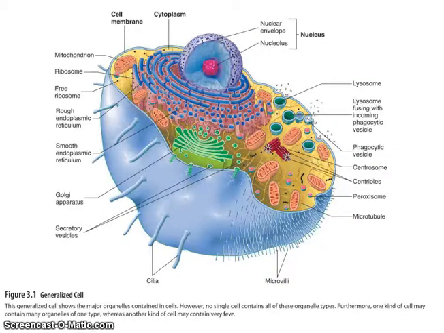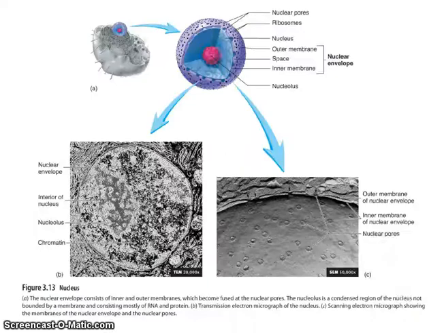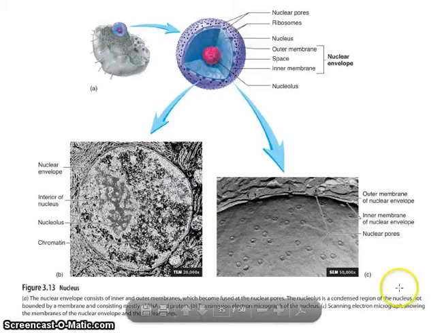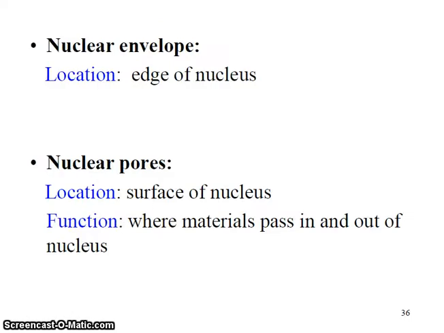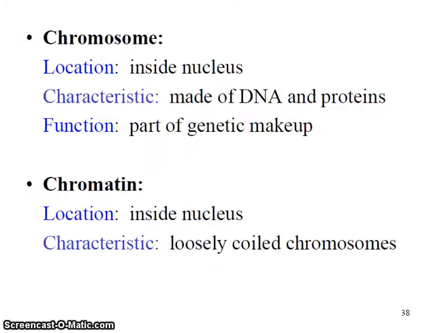This is a generalized diagram of the cell. I have some questions about the cell on your homework. Here's just an overview of cell structure. Please read and review this. Here are some electron micrographs showing you what these would look like under the electron microscope. Again, some of the cell structures for you to learn, which you can certainly read about and look at on your own.